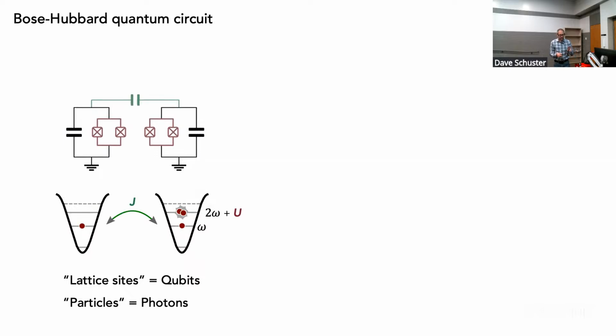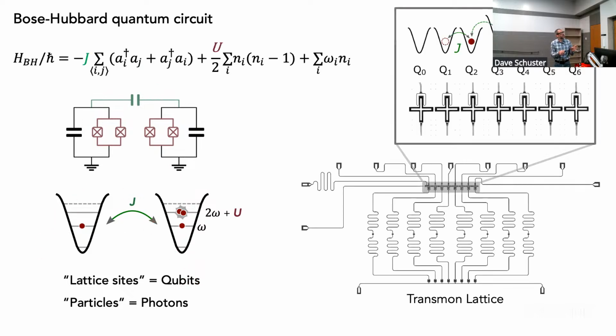Okay, so we need two things. We have our particles, our photons. We have interactions, which is actually the hard part usually, and then we have to have them move around, right? Because otherwise, how are they going to interact? If we connect them with a capacitor, it turns out that if they're resonant, they can hop. Those are the elements you need.